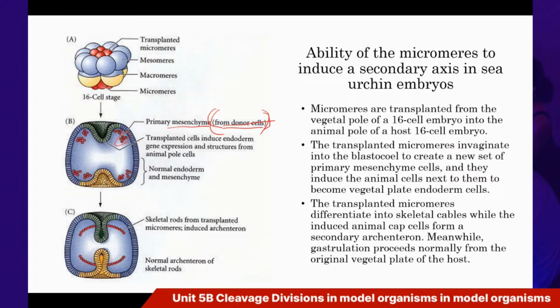You can see here. Okay, fine, Saujanya. And it is written to create a new set of primary mesenchyme cells. How can something invaginate to create mesenchyme cells? It is not going with its own diagram, and they induce animal cells next to them to become vegetal plate endoderm cells. This will invaginate. Okay, and it is written over here: transplanted cells induce endoderm. They themselves don't become endoderm. Gene expression and structures from animal pole cells.